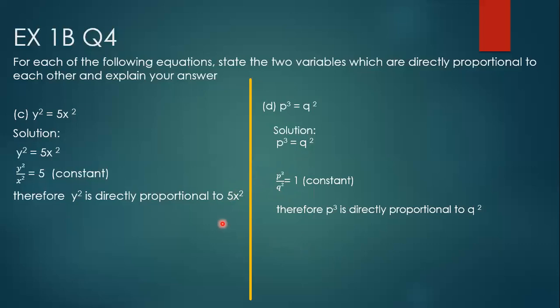So you have to ignore this 5 please, because it says that y square is directly proportional to x square. It shouldn't be 5x square. I'm sorry about that. It's a typo error.